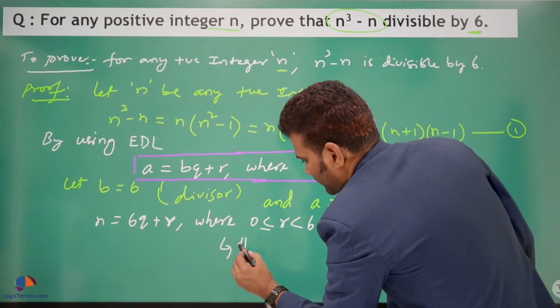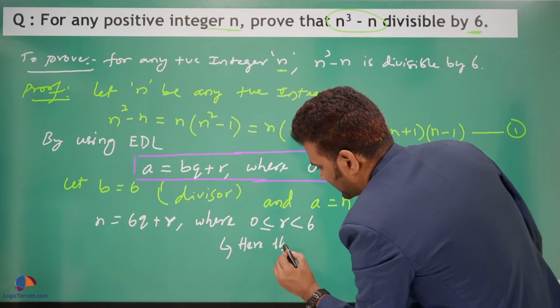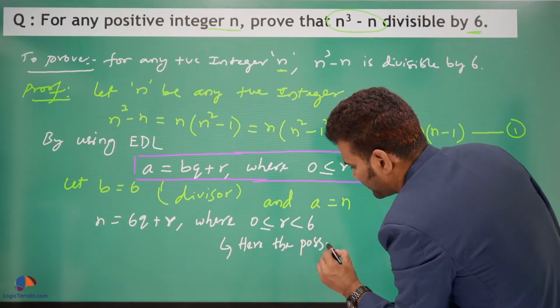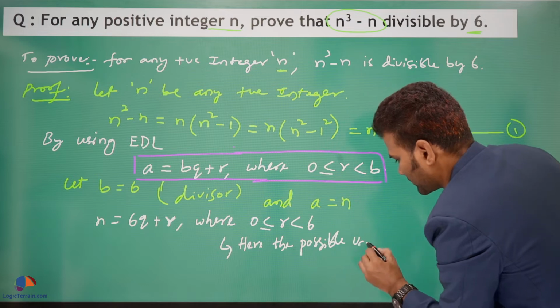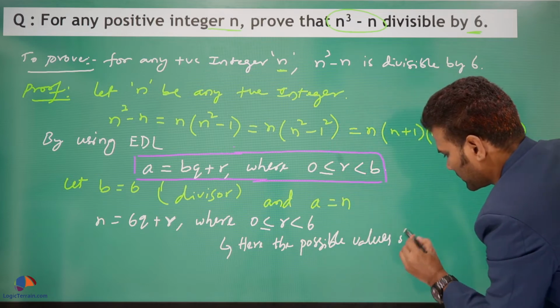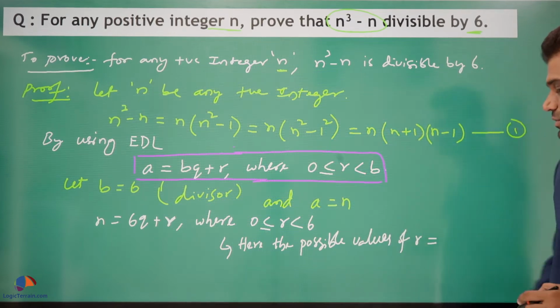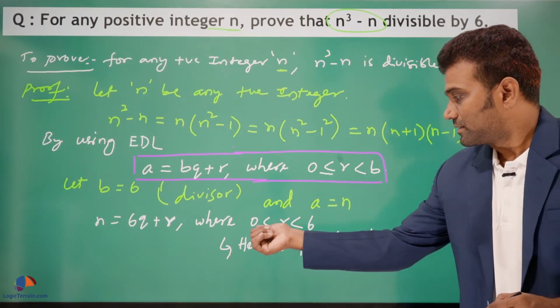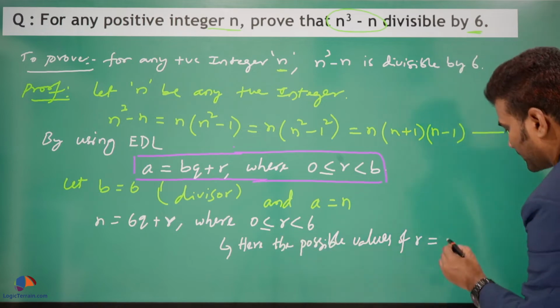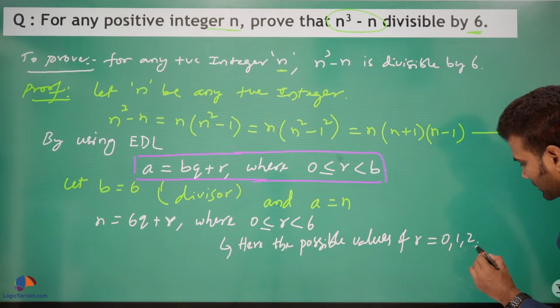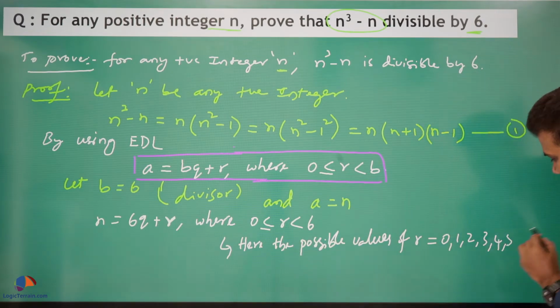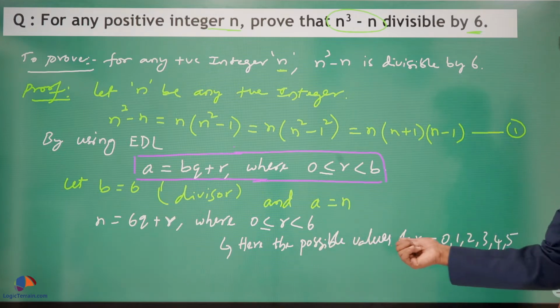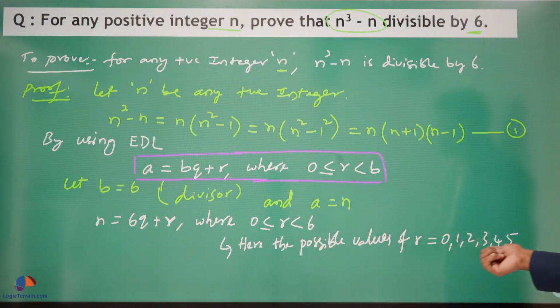Here the possible values of r: r is less than 6 and greater than or equal to 0, so r is 0, 1, 2, 3, 4, 5. Therefore all the possible values of r are these.